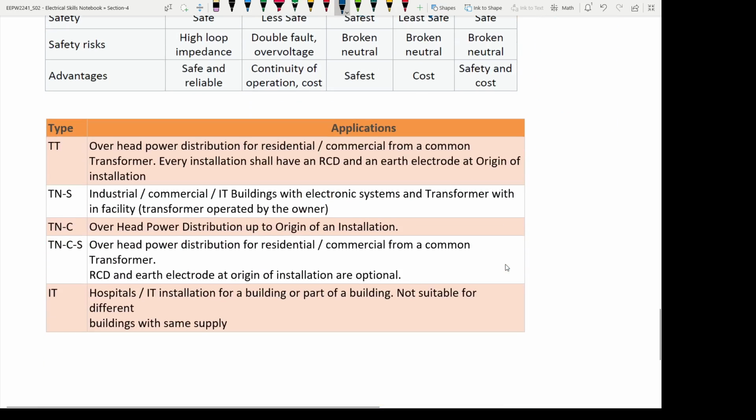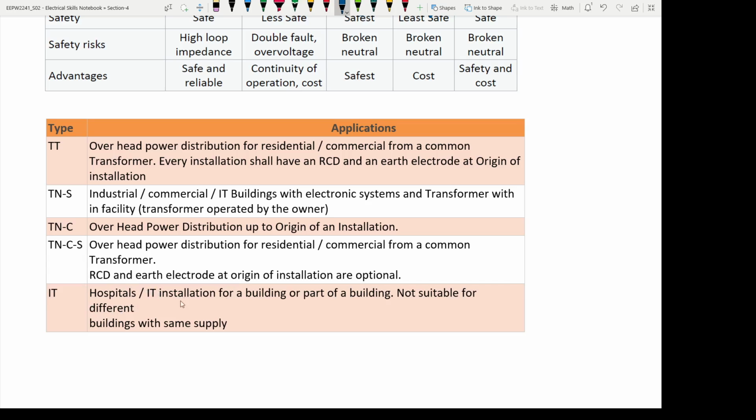Okay, so where can I use which type of earthing? You can see here TT, TNC, TNS, all those things are given here. TT is used for overhead power distribution for residential and commercial, for a common transformer. Every installation shall have an RCD and earth electrode at the origin of the installation. TNS is for industrial, commercial, IT buildings with electronic systems and transformers in the facility. TNC is for overhead power distribution up to the origin of an installation. TNCS is for overhead power distribution for residential and commercial, for common transformers.